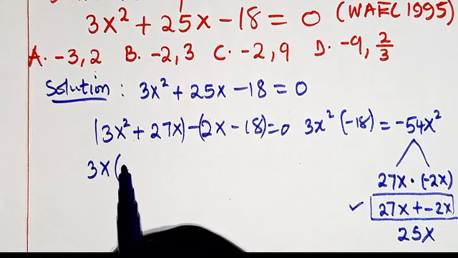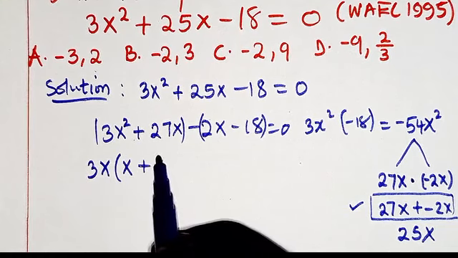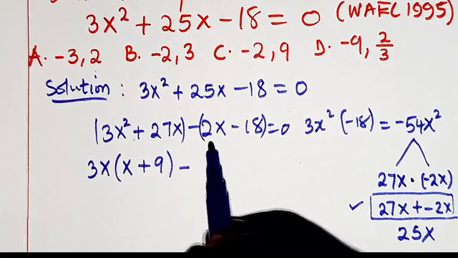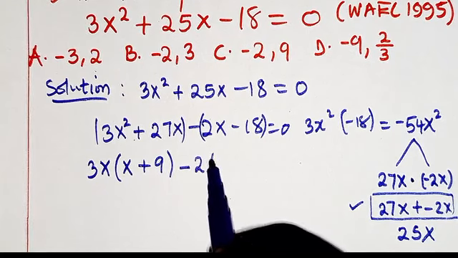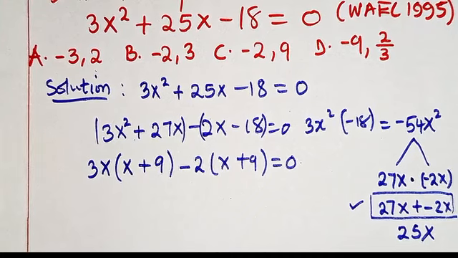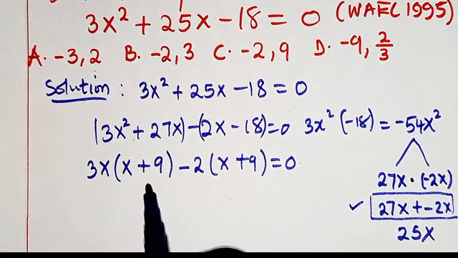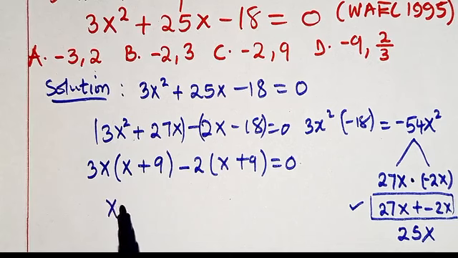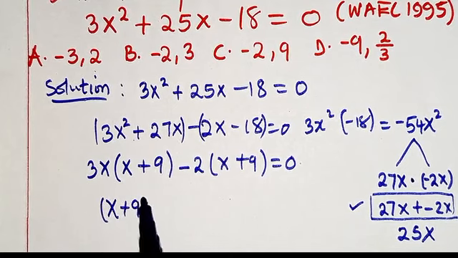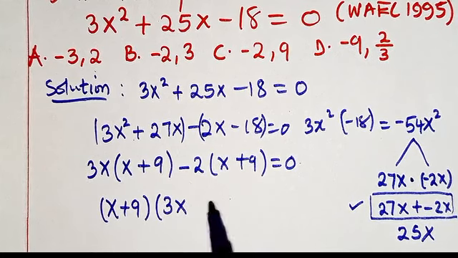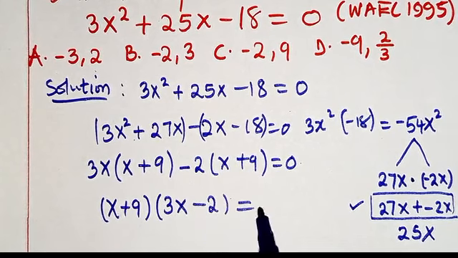Into the bracket, what is left is x plus 9, because 27x divided by 3x gives 9. Then minus 2 is common in the second group, into bracket x plus 9, equals 0. Now I can see x plus 9 is common, so I bring x plus 9 outside. If I divide the first part by x plus 9, I'm left with 3x, and dividing the second by x plus 9, I have minus 2, then equals 0.